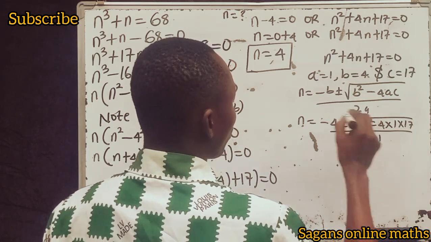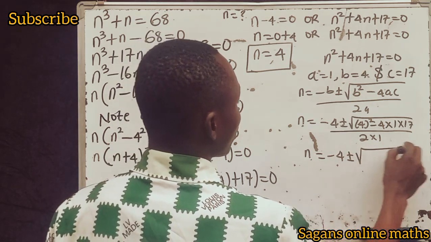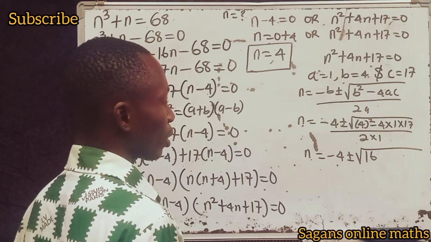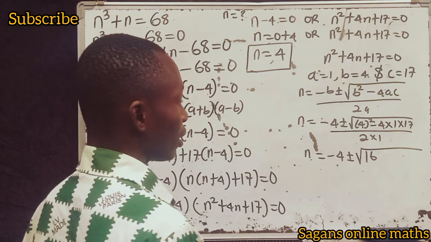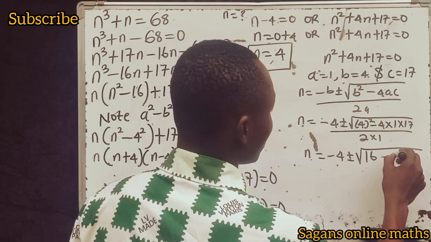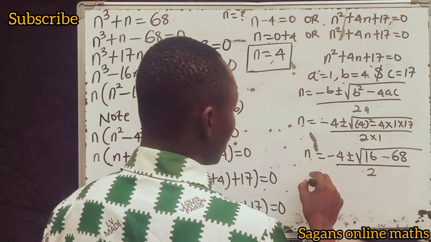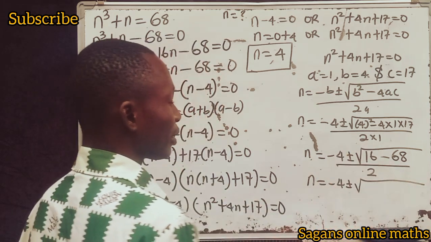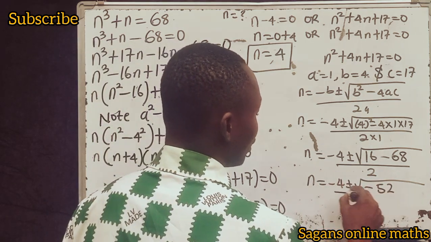That means our n will equal minus 4 plus or minus the square root of 16, because 4 to the power of 2 simply means 4 times 4, which is 16. Then minus 4 times 1 is minus 4, and minus 4 times 17 gives us minus 68. So we have here minus 68, then divided by 2. That means n equals minus 4 plus or minus the square root of, now 16 minus 68 will give us minus 52, divided by 2.